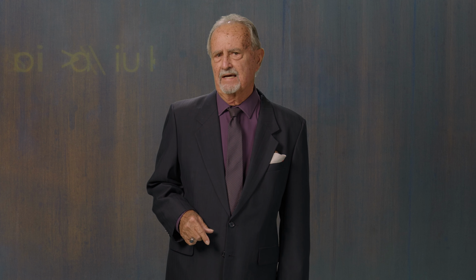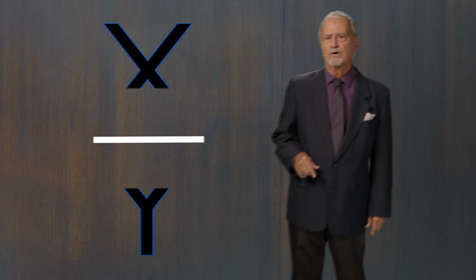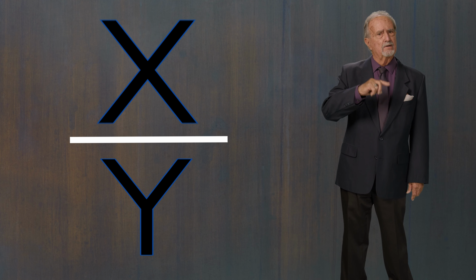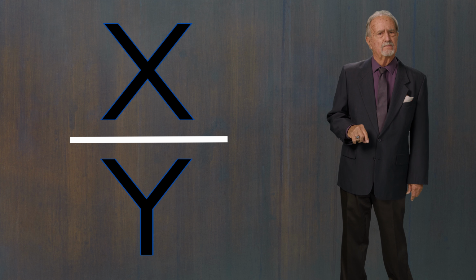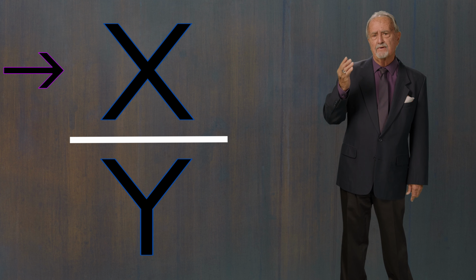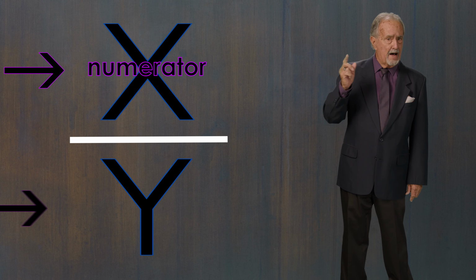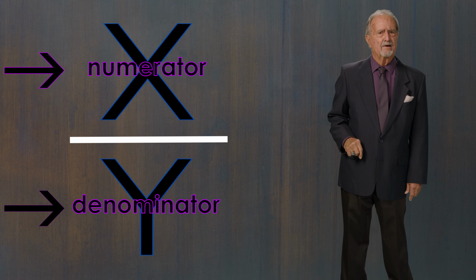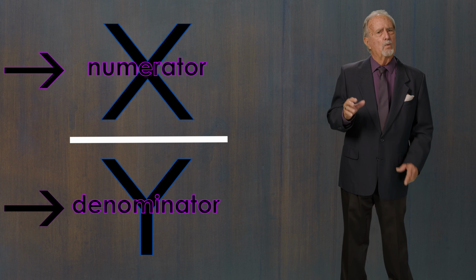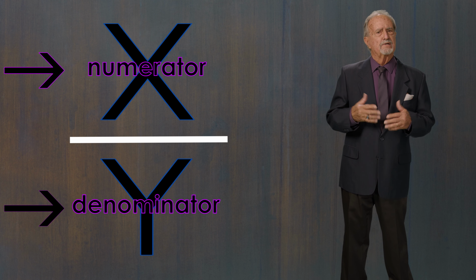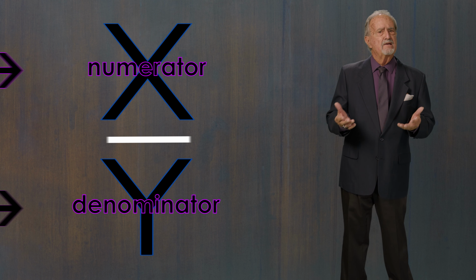Next up, fractions. To understand fractions, it's helpful to understand their basic mechanics. A fraction is composed of a numerator and a denominator. The number on the top of the fraction is the numerator. The number on the bottom is the denominator. When converting a fraction into a decimal, you divide the numerator by the denominator.